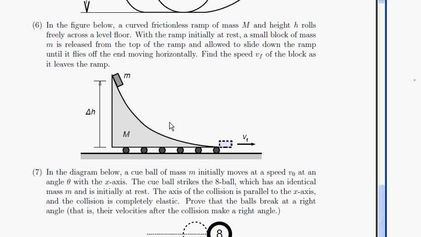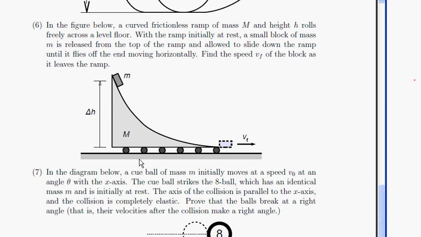So here's this big ramp with a mass M, and it's got this complicated shape. But we start this block of mass little m, a small block, at the top of this ramp, and it drops a height h. So I said delta h here, but I really mean it just goes from h down to 0. So it starts up here, and then at the bottom of the ramp it flies off horizontally. We want to find the speed of the block as it leaves the ramp. So first we need to figure out what is true here.